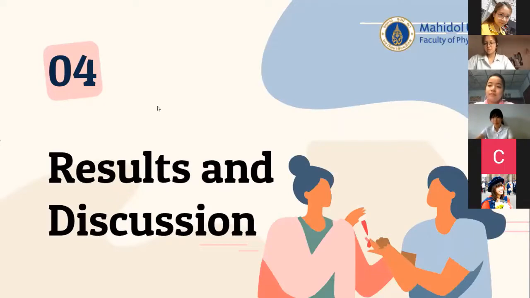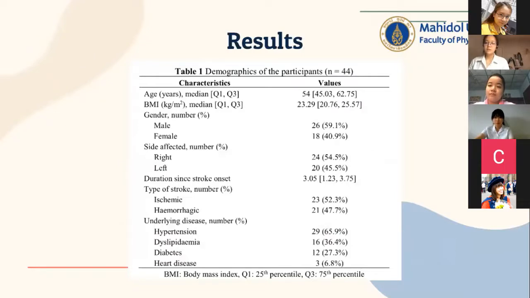Result and discussion. Let's talk about the result. In Table 1, demographics of the participants, we have 44 participants that include 26 male and 18 females with a median age of 54 years and a median time since stroke onset of 3.05 years. 24 participants had hemiparesis affecting their right side and 20 participants affecting their left side.